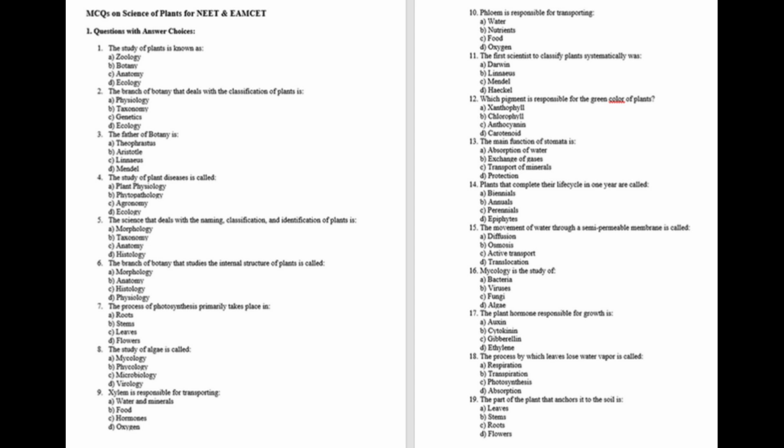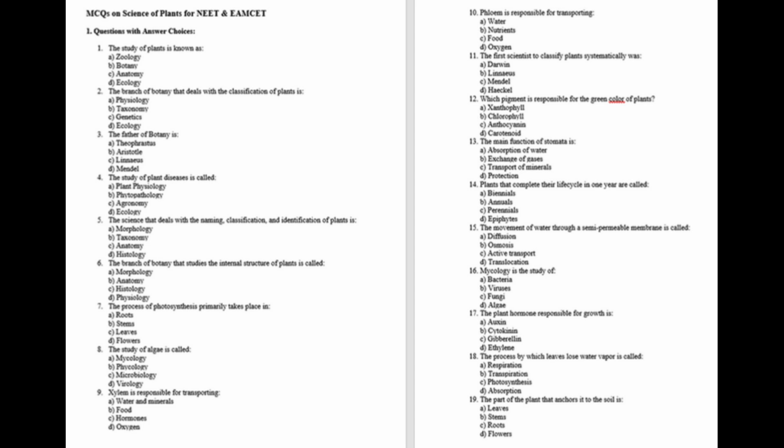The branch of botany that studies the internal structure of plants is called A. Morphology, B. Anatomy, C. Histology, D. Physiology. The process of photosynthesis primarily takes place in A. Roots, B. Stems, C. Leaves, D. Flowers. The study of algae is called A. Mycology, B. Phycology, C. Microbiology, D.